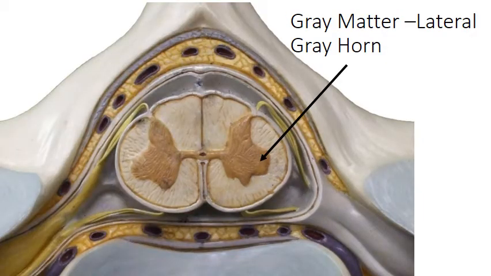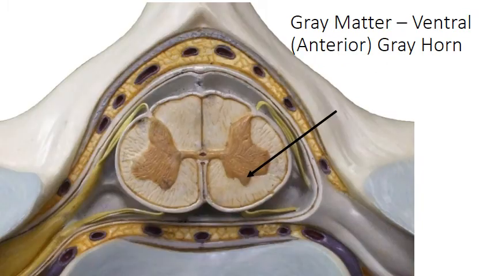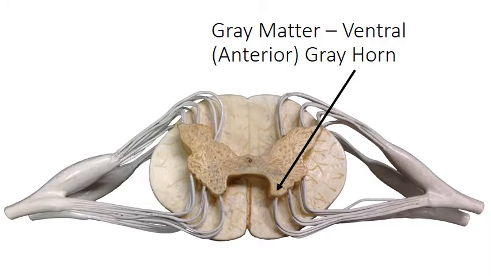On this view, we're highlighting the lateral gray horn, so it's kind of in this area here. The lateral gray horn can be seen on this view as well. And then we're going to move to the anterior horn, or anterior gray horn as it may be called, and it can also be called the ventral gray horn. This too is showing the ventral gray horn.